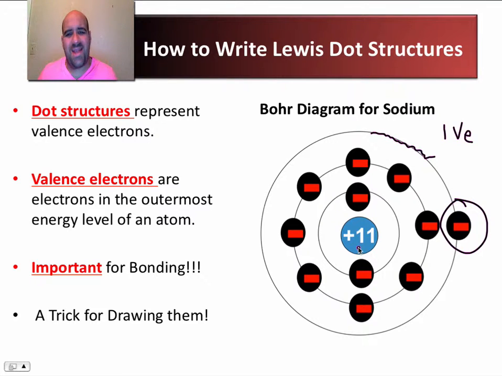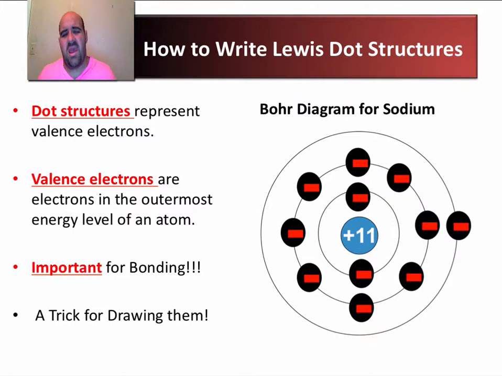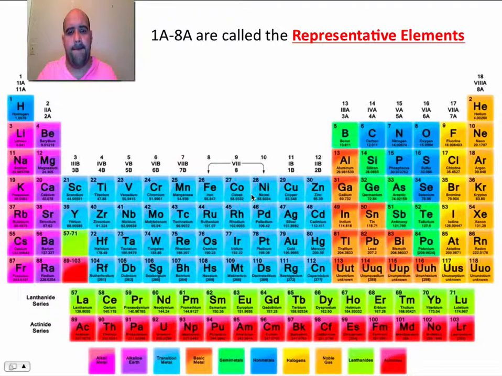Understanding valence electrons and dot diagrams is very, very important for bonding. Valence electrons are going to be super, super important. And we're going to look at a little trick for drawing them. We're not going to have to draw a Bohr diagram in every case and then count the valence electrons. There's going to be a very simple trick.